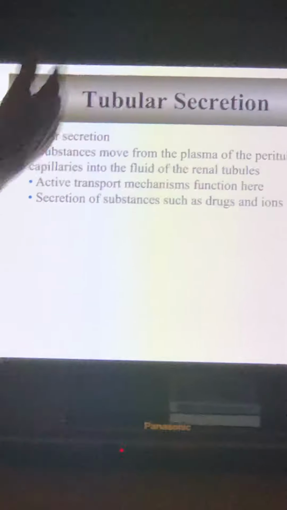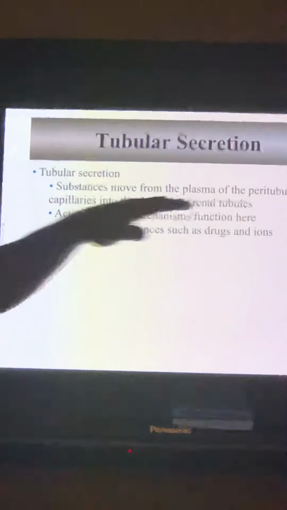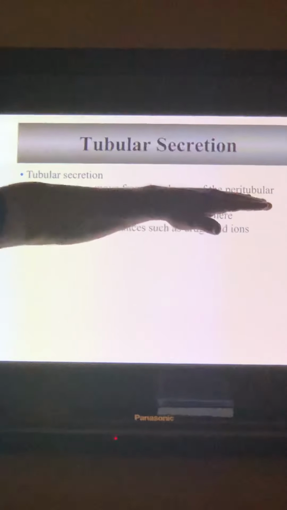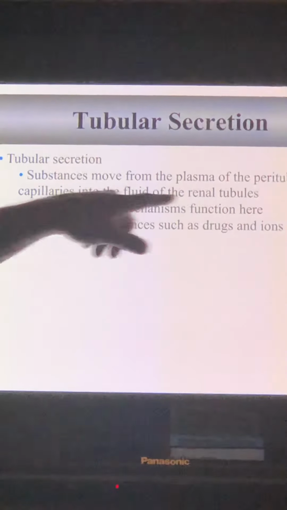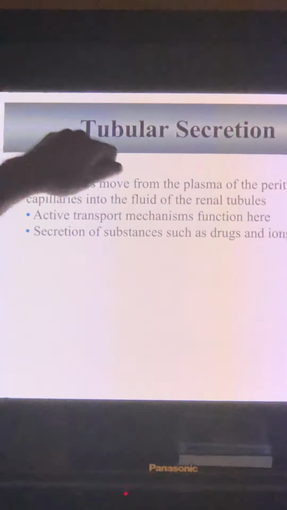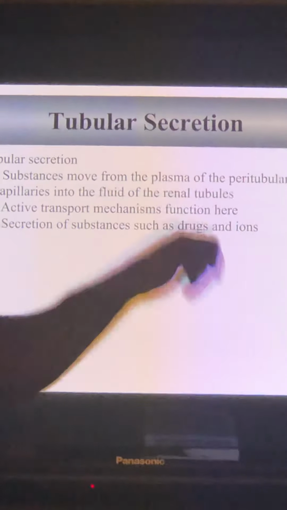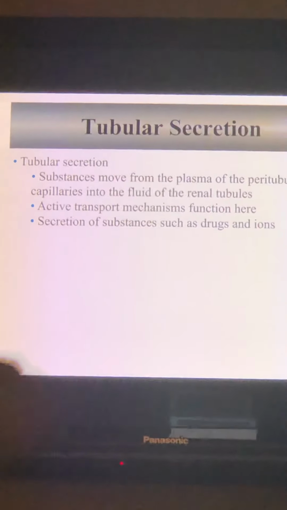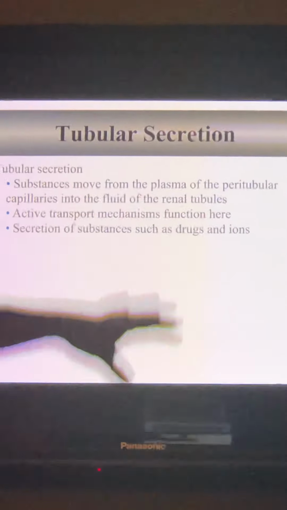So we're reabsorbing almost everything. All right, finally, tubular secretion. Now we have substances coming out of the capillaries back into the tubule. But put it down here. Primarily takes place at the distal convoluted tubule. So again, reabsorption at the proximal convoluted tubule, secretion at the distal.